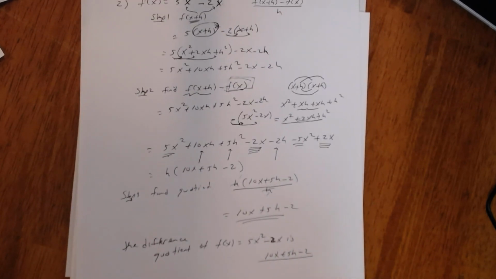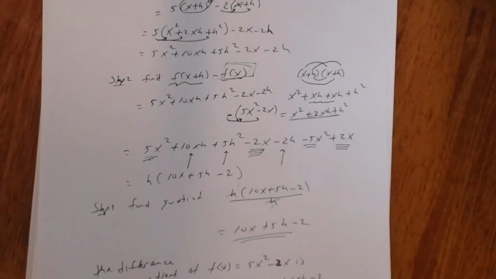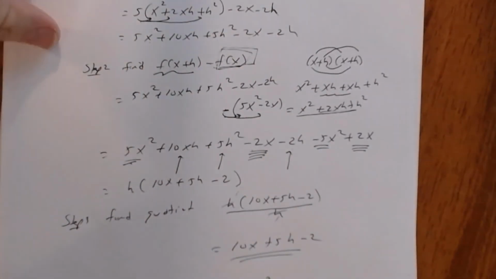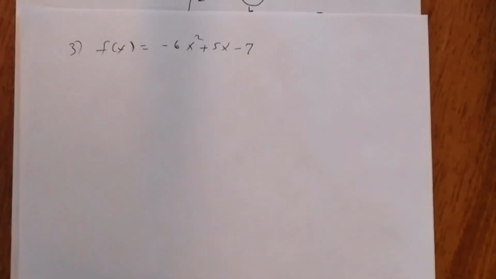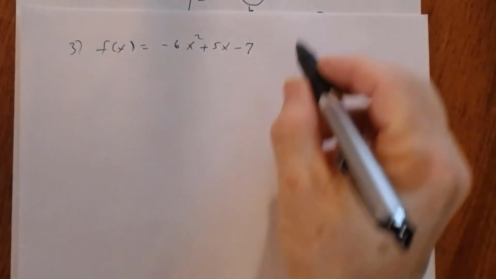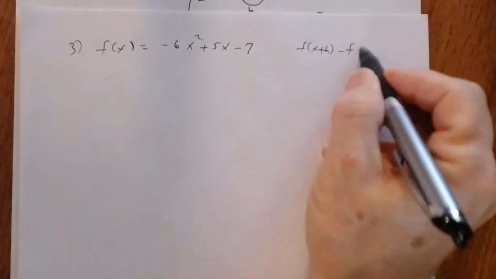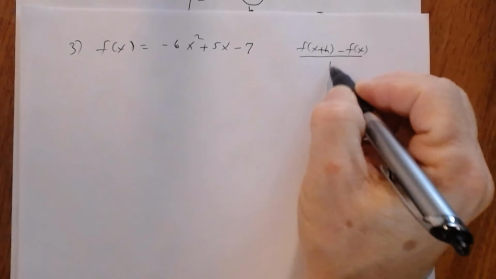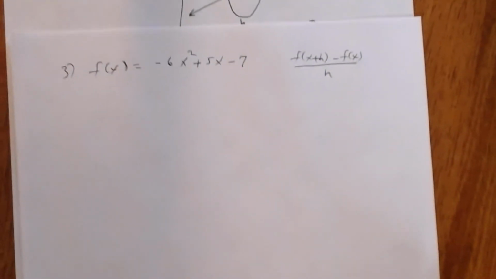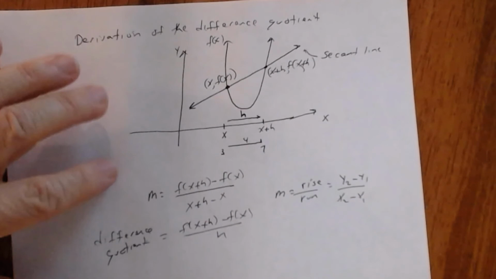All right, so let's look at another one. Let's look at number 3, and that was the one that had 3 terms. This right here. All right, so let's find the difference quotient. So remember, the difference quotient is f of x plus h minus f of x, all over h. Remember that came from this. That's the way we derived it.